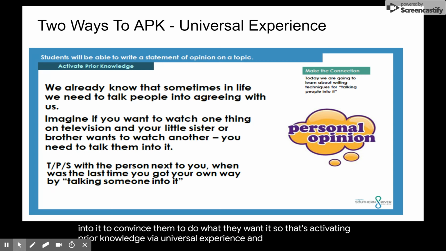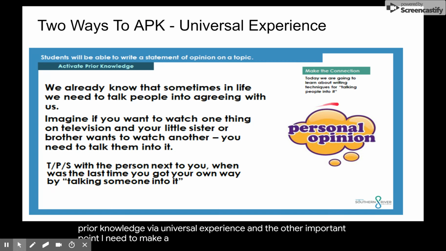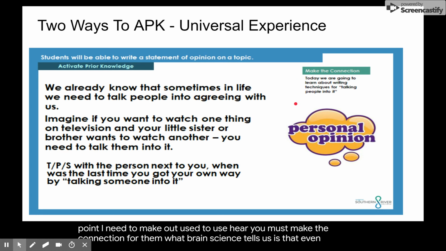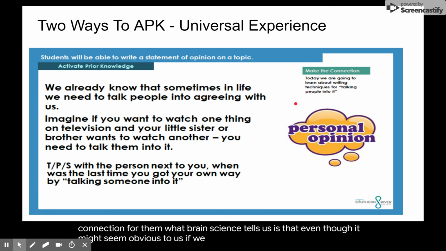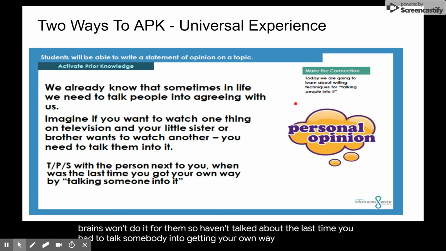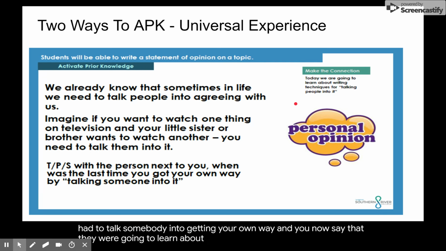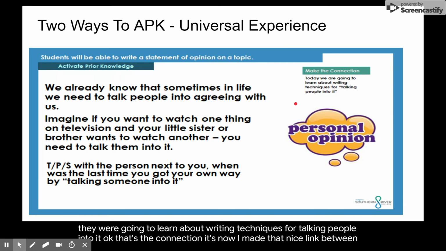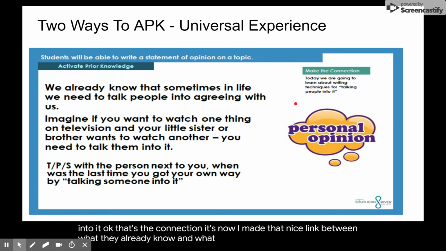And the other important point I need to make is this: you must make the connection for them. What brain science tells us is that even though it might seem obvious to us, if we don't make that connection, some kids' brains won't do it for them. So having talked about the last time you had to talk somebody into getting your own way, you now say, today we're going to learn about writing techniques for talking people into it. Okay, and that's the connection that's now made, that nice link between what they already know and what they are about to learn.